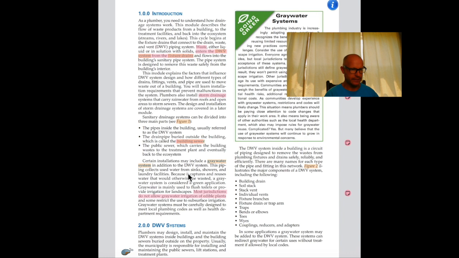So if you collected this water from sinks, showers, and laundry facilities, you could essentially recycle it through catch basins and pump it back into your, say, toilet tank to flush the toilet. And we're okay with that. Most jurisdictions, however, this is a note, most jurisdictions do not allow gray water irrigation of edible plants. Okay, so make sure you write that down.